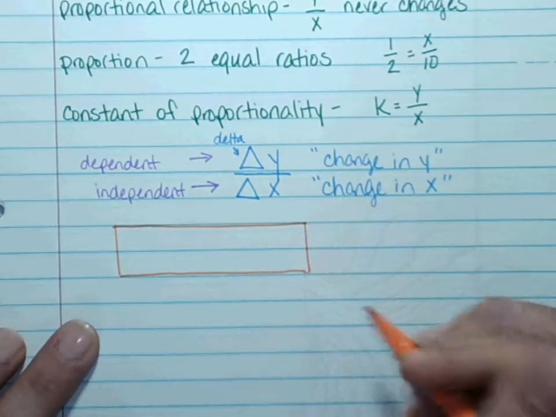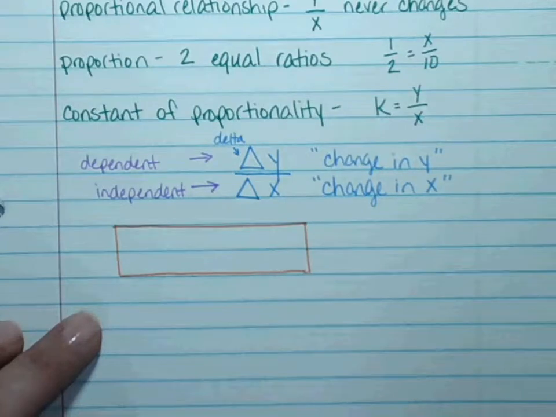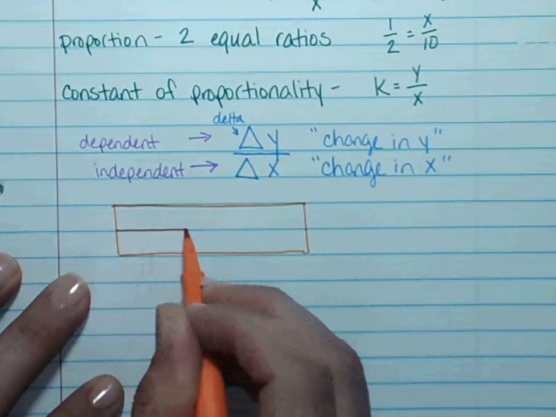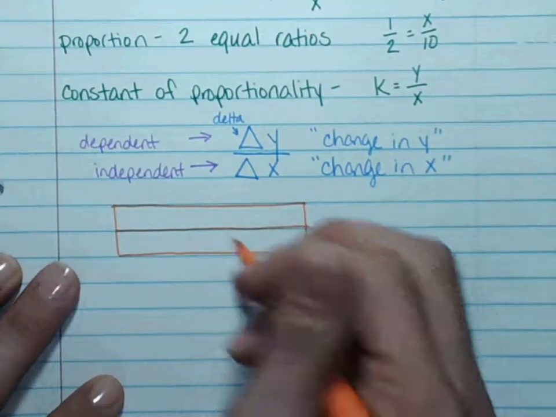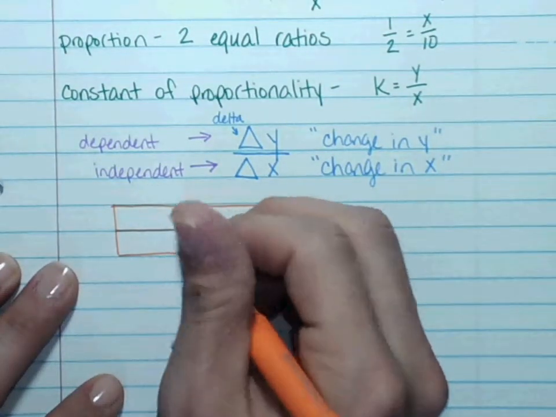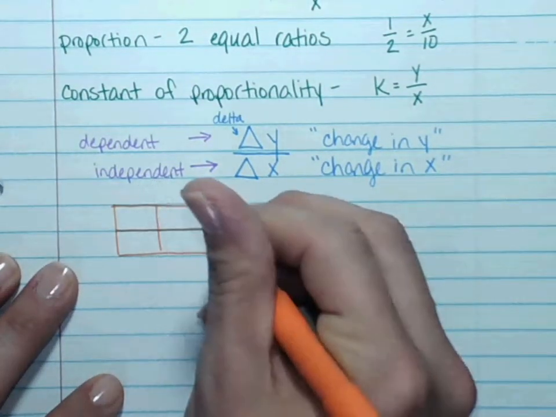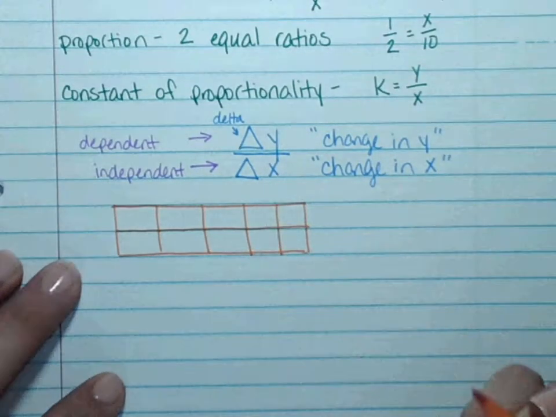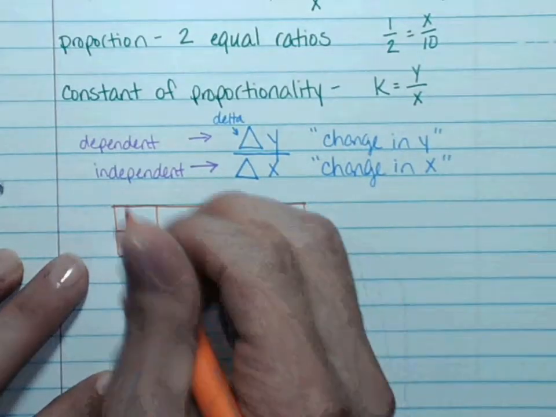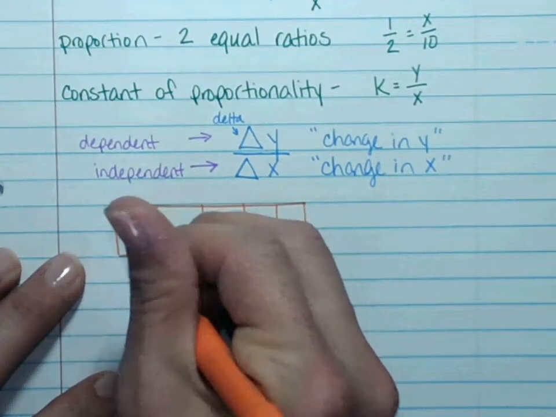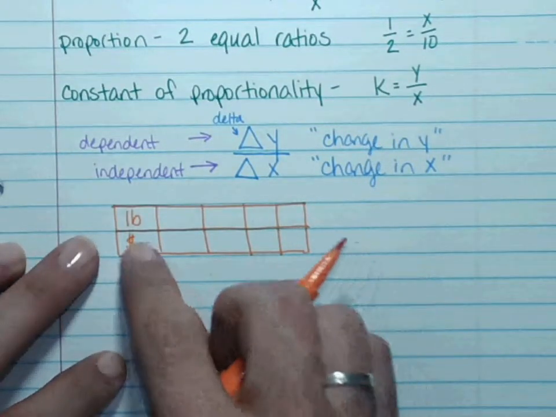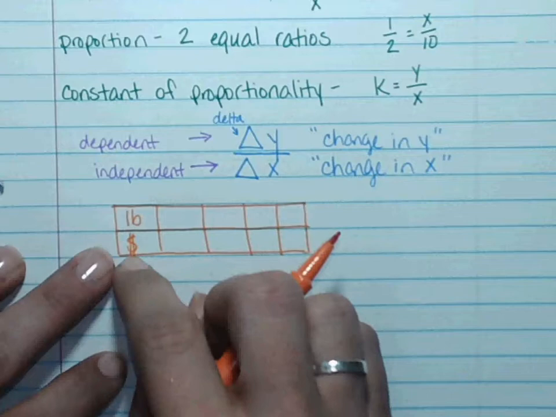Alright, you're going to have to be able to interpret tables. So if this is my table, you have a vertical table, break it into 5 pieces. I do a bad job of this every period. You have pounds and money. Let's say hamburger meat. I'm going to go buy pounds of hamburger meat.